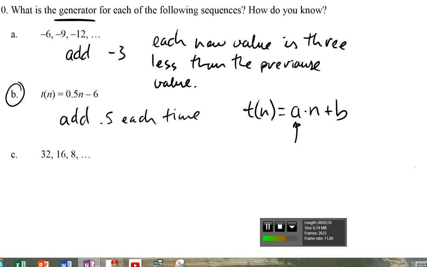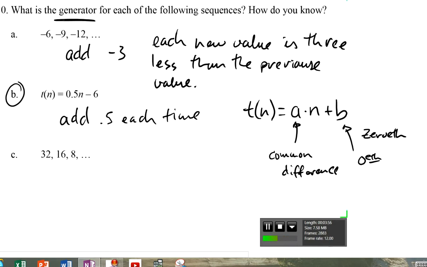This is always going to be, and in fact, I should put this here, this is the common difference. This is what I'm adding each time. And this is my 0th term. I don't know, they wrote that 0th. Is there an E there, or is it just a TH? There's no E. Thanks, Kelly.